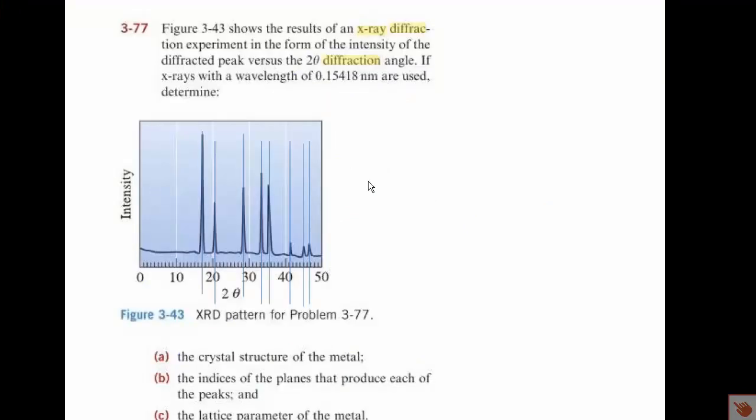Let's try another example. Here, figure 3.4.3 shows the results of an X-ray diffraction experiment in the form of the intensity of the diffracted peak versus 2 theta diffraction angle. If X-rays with a wavelength of 0.15418 nanometer are used, determine A.